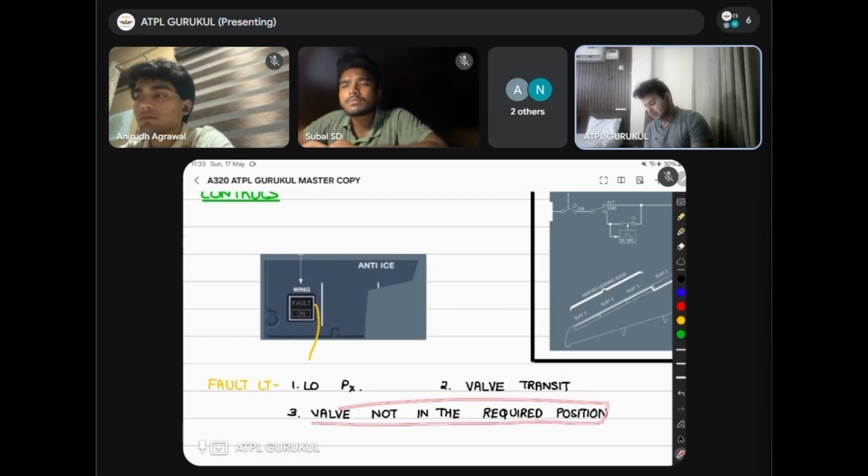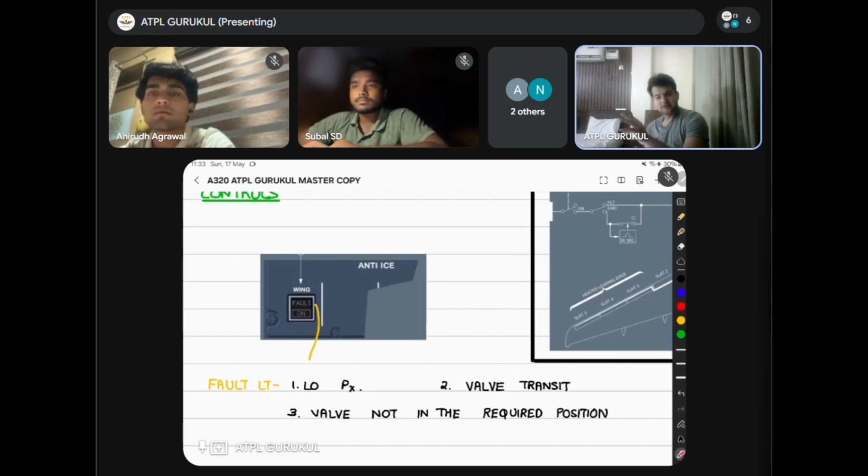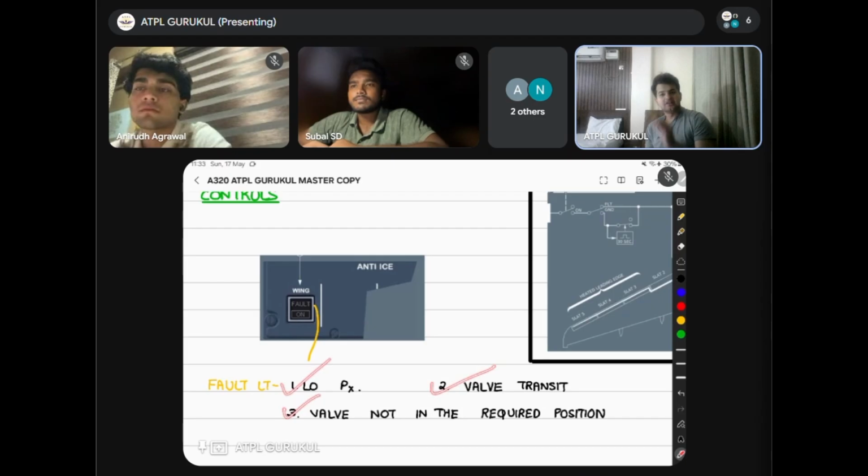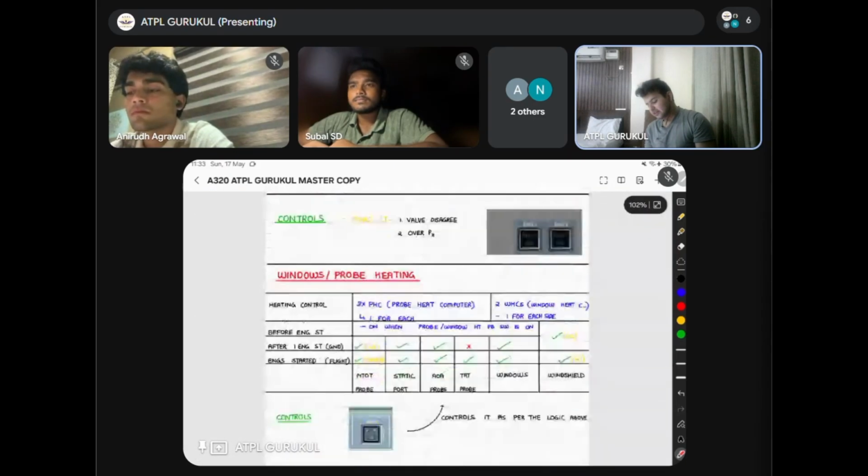Valve disagree. So let's say you turned it on, so here ON is selected and the ON light comes on in blue. Now a command goes to the valve to open, but the valve doesn't open; the valve is stuck in the closed position. In that case this fault light will come on. So a valve disagree, a valve in transit, and low pressure: these are the three cases in which the wing anti-ice fault light will come on.